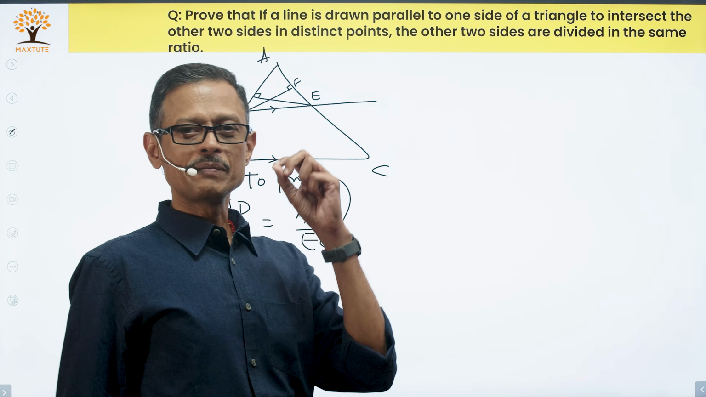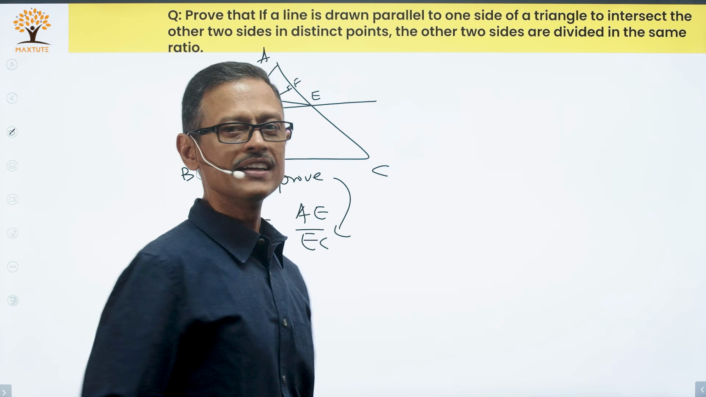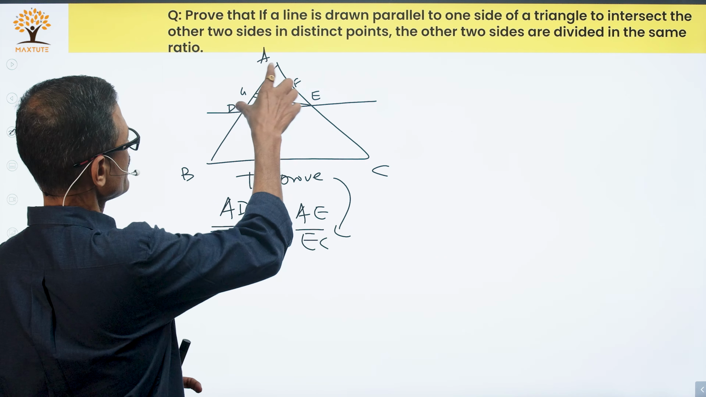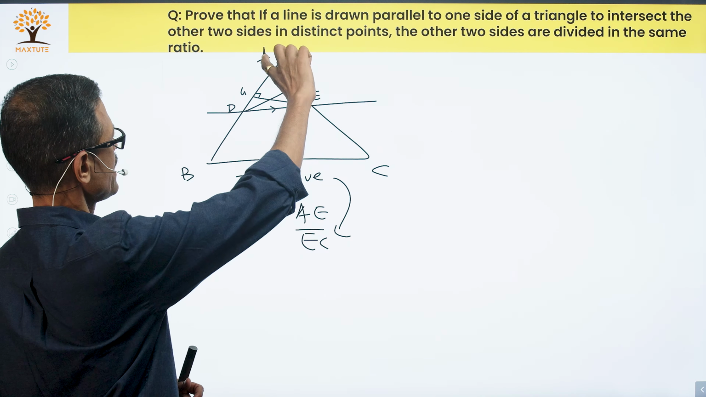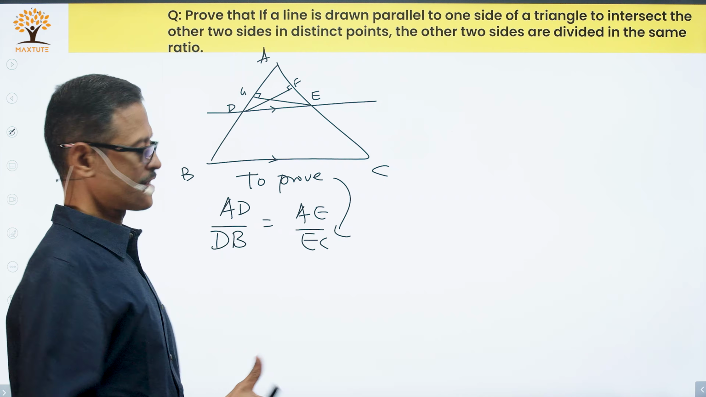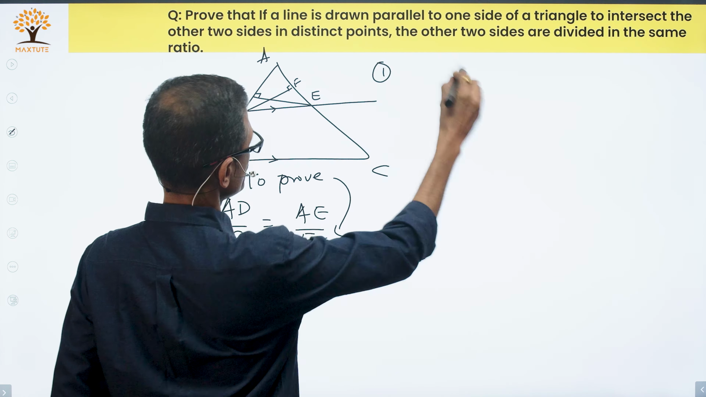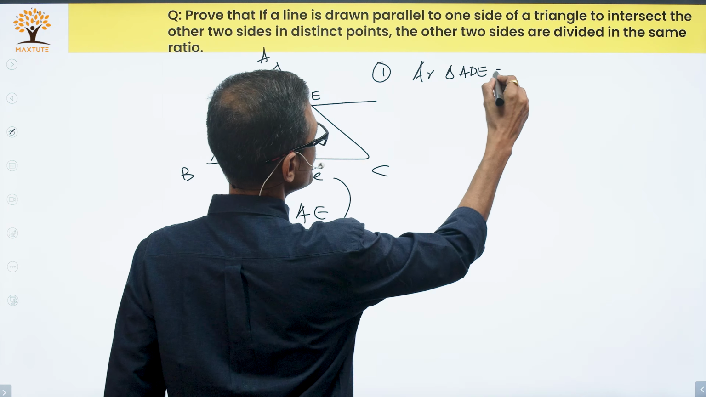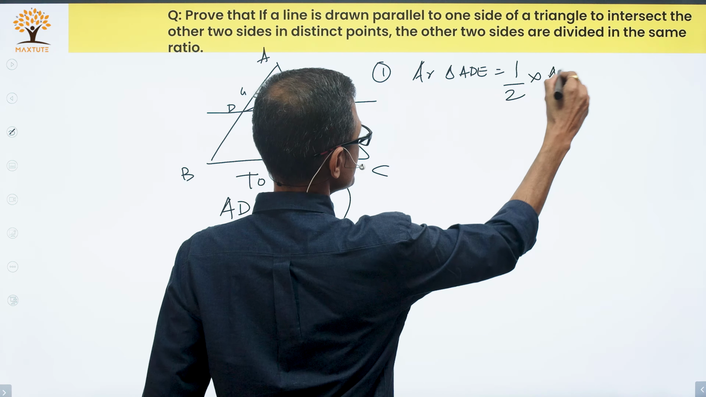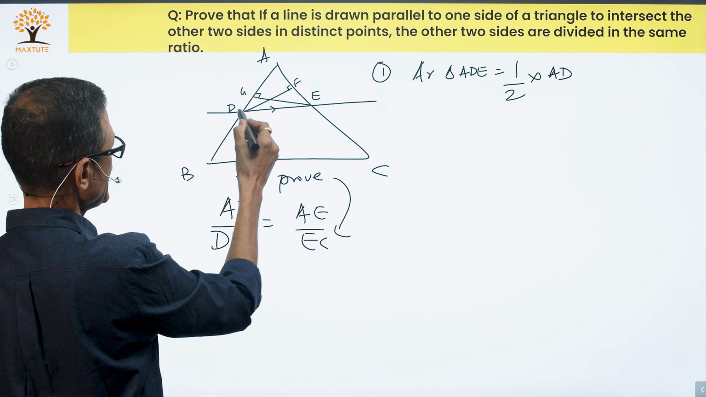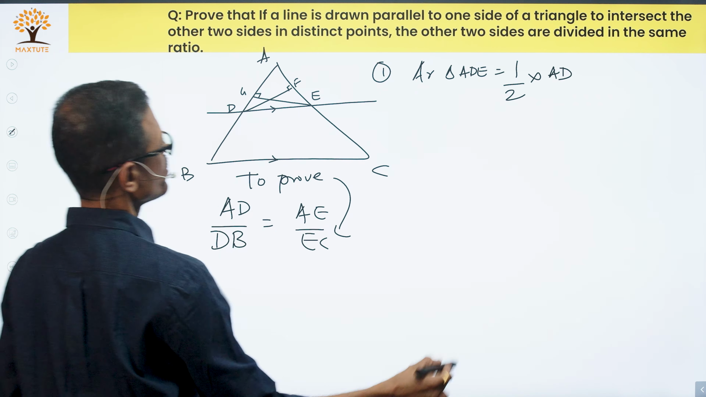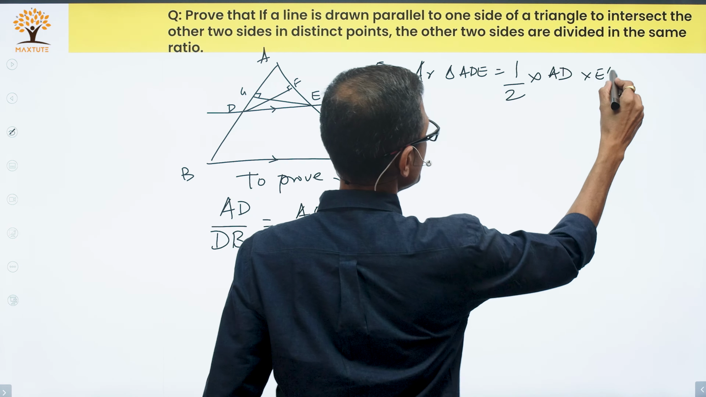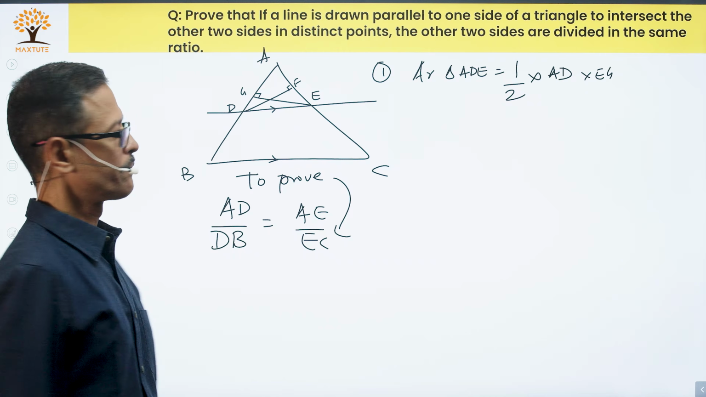So step 1, let me find out the area of triangle ADE. In one of the instances, I'm going to take AD as the base, and in the other instance, I'm going to take AE as the base. So first part, find out area of triangle ADE. Take AD as the base. Half into AD into what is the altitude? Altitude is EG, perpendicular drawn from the opposite vertex.